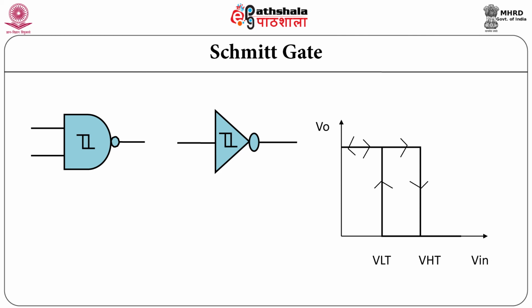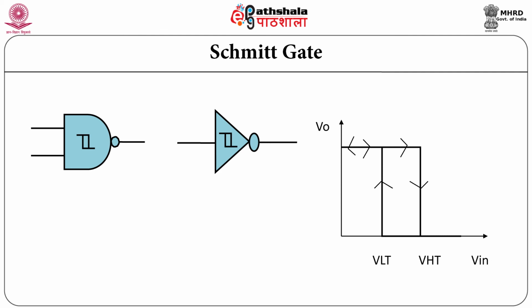A novel solution to this problem is to have 2 different threshold voltage levels, one for low to high transition and the other for high to low transition. By introducing some positive feedback in the internal gate circuitry, a phenomenon called hysteresis will be present in this logic gate. Here we are considering NAND and NOT gate with built-in hysteresis. These gates are referred to as Schmitt gates.